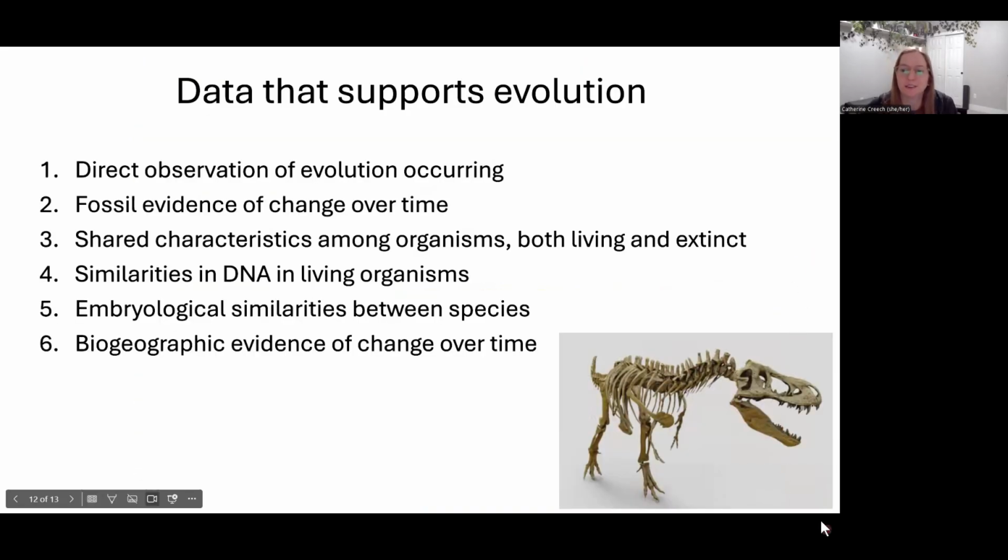So here is our data that supports evolution. The first is that we can directly observe evolution occurring. We're going to talk about this in the next lecture, but we can see it every day with things like antibiotic resistance. If I am cleaning down a table in the hospital and I'm using a really strong chemical wipe, I might wipe out 99% of the bacteria. That's what Lysol advertises, right?